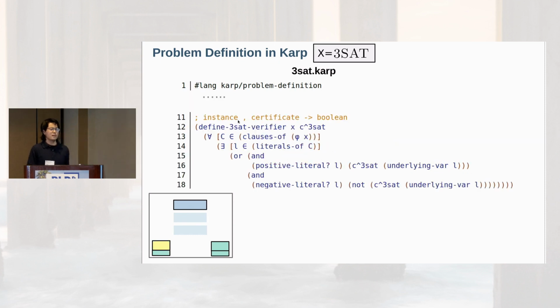After defining the problem structure, we get another definition form which we can use to define the verifier. The verifier is a predicate that takes 2 inputs, the instance and the incoming certificate for that instance. The body of this verifier checks if for every clause there exists some literal in that clause that is satisfied under this incoming certificate.